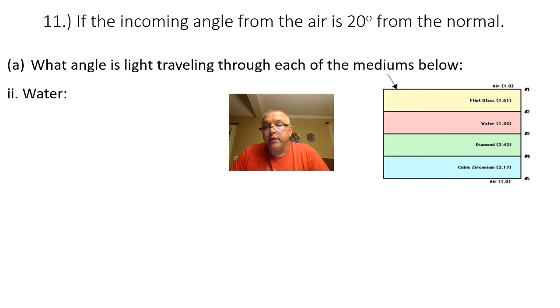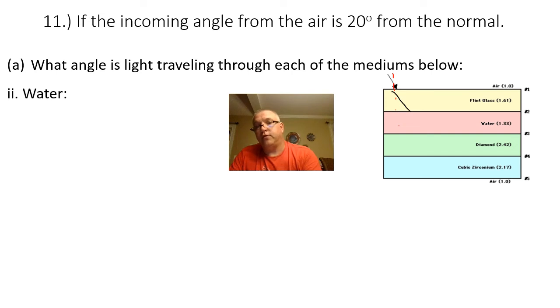Next, we need to calculate the angle of refraction going into the water from the flint glass. So if we look at our diagram, if I draw a normal at the boundary between the glass and the water, I know that it's going to travel, and I'm going to exaggerate the angles here so it's easier to see. I know that my light ray is going to be traveling here. Again, it should be bending a little bit towards the normal, but I'm exaggerating the angle so it's easier to see.